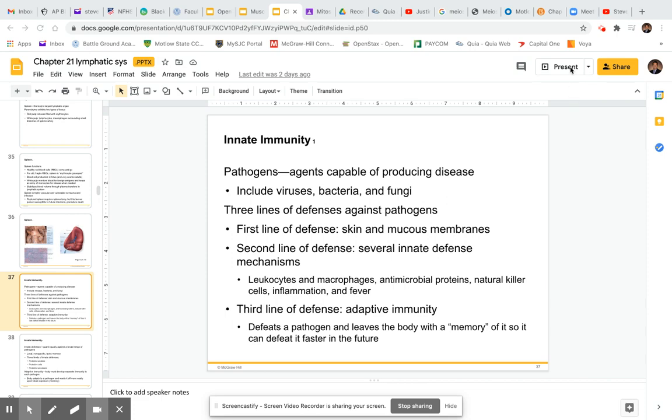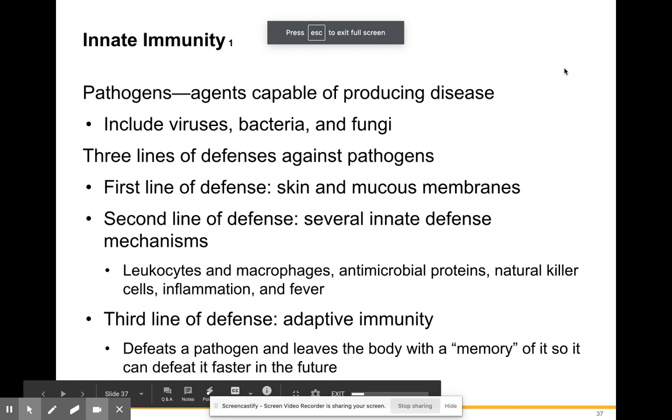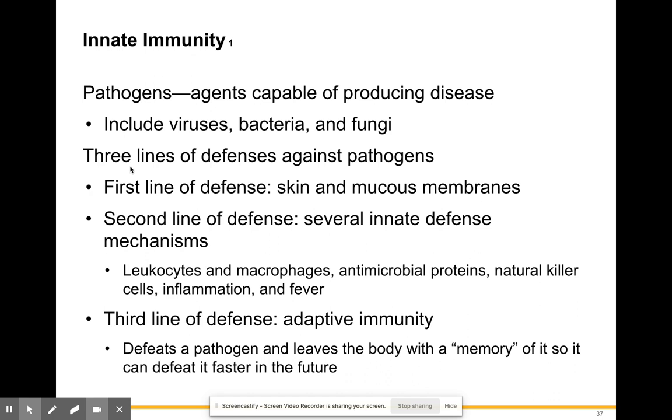Hello, everyone. So today we want to discuss innate versus adaptive immunity. We're also going to take a look at humoral immunity. We're going to take a look at antibodies and antigens and the different types of antibodies that can be made and are produced by your immune system.